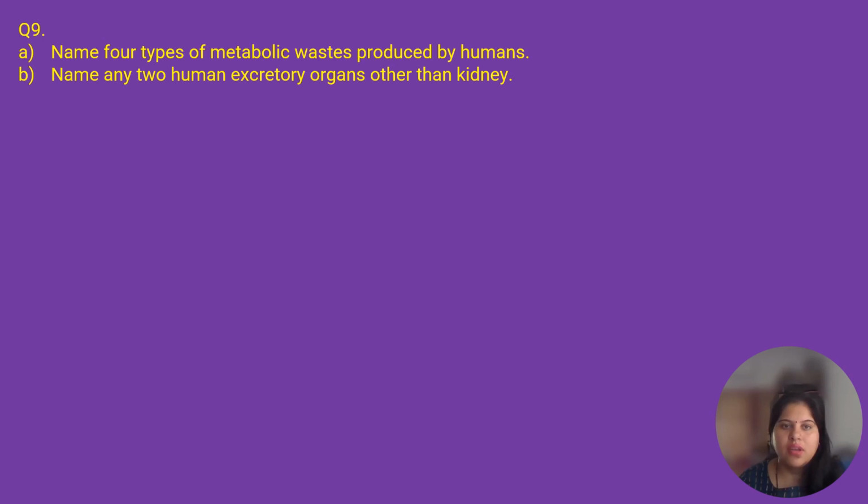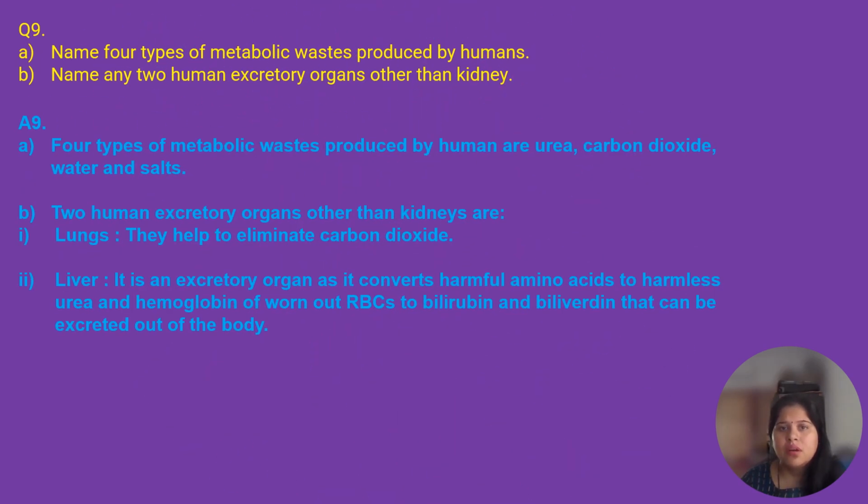Next question is name four types of metabolic waste produced by humans and name any two human excretory organs other than kidney. So let us understand this answer. In our body there are the following metabolic wastes like urea and carbon dioxide. During respiration, carbon dioxide is produced as a waste. Water, excess water, is also a waste, and some harmful salts. So these are some metabolic wastes which our body needs to excrete through excretory organs.